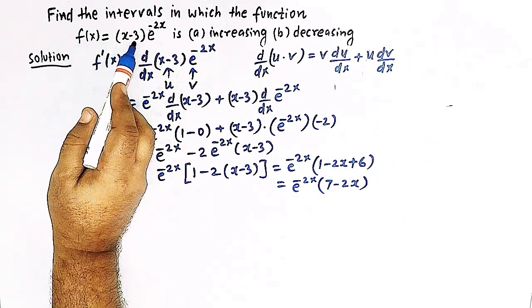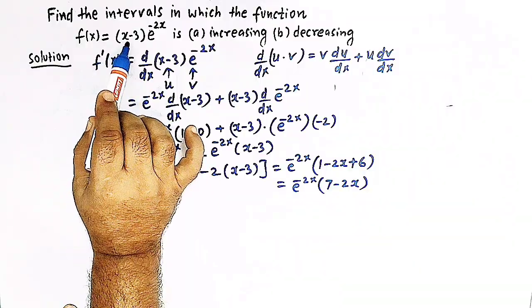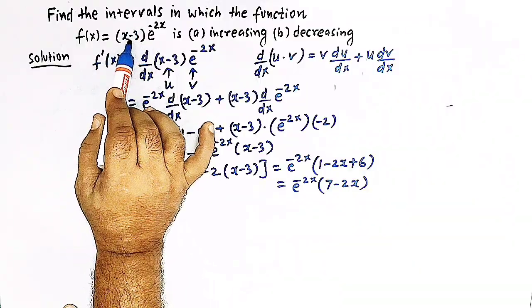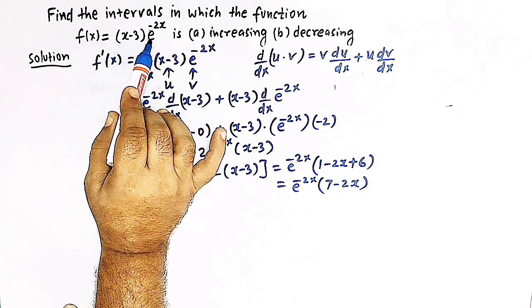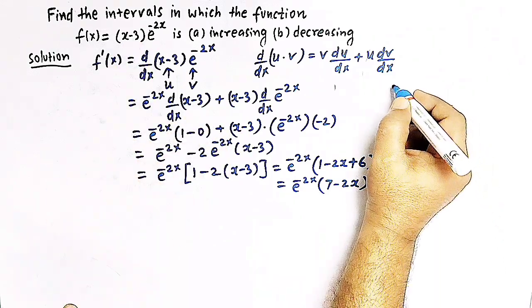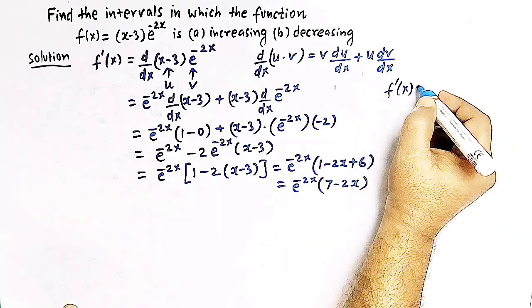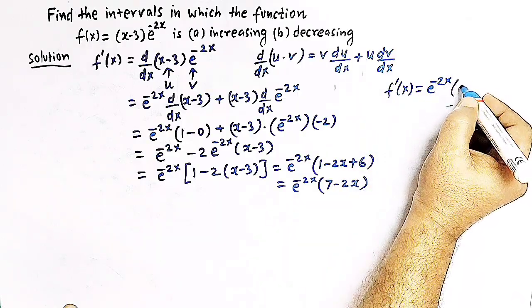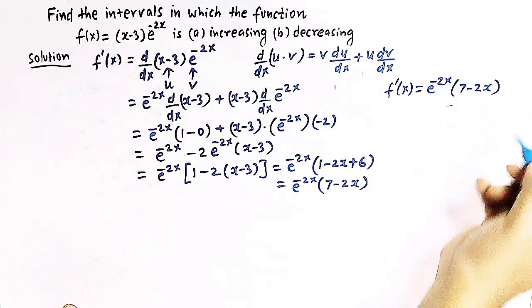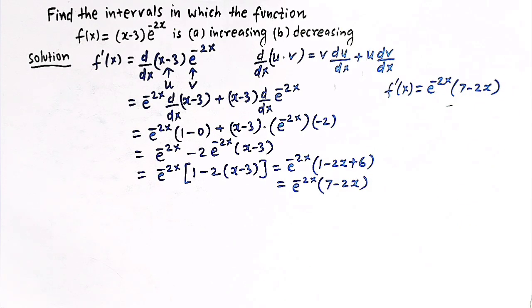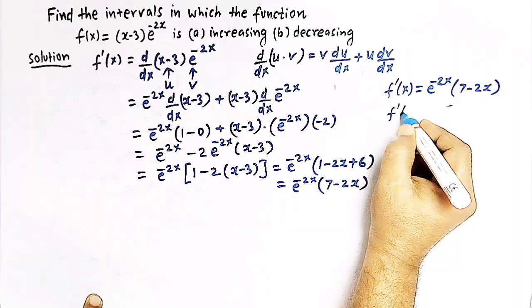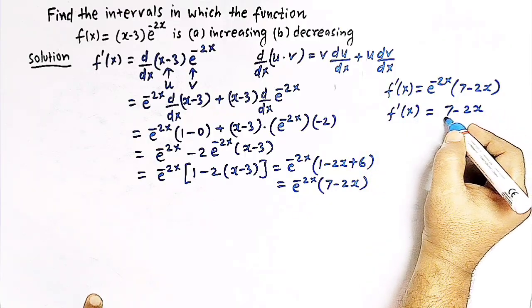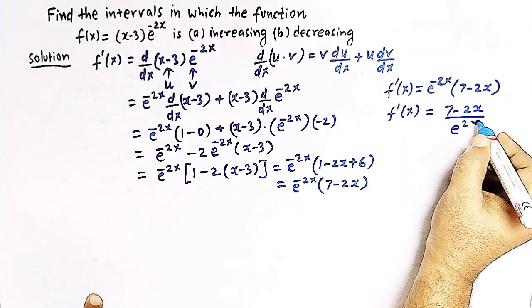So the derivative of this function, which is the product of two functions, x minus 3 is a polynomial function and this is an exponential function. So we have the derivative that is equal to e raised to minus 2x times 7 minus 2x. So now we can also write this derivative as 7 minus 2x over e raised to 2x.